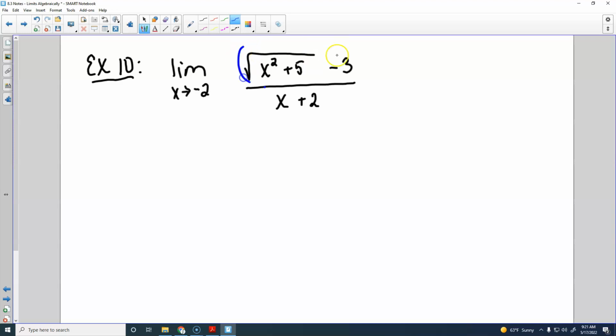So we need to rationalize. We'll put parentheses here. And then we are only changing this sign right here. Nothing inside of the square root, just that sign between them. So we've got square root of x squared plus 5 plus 3 here.